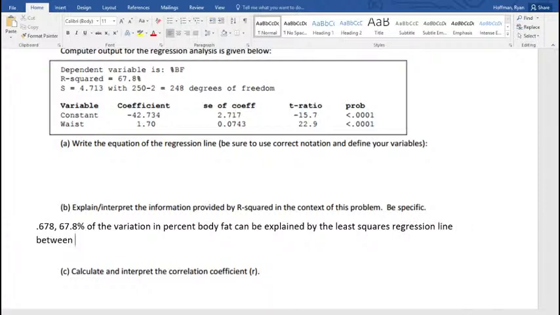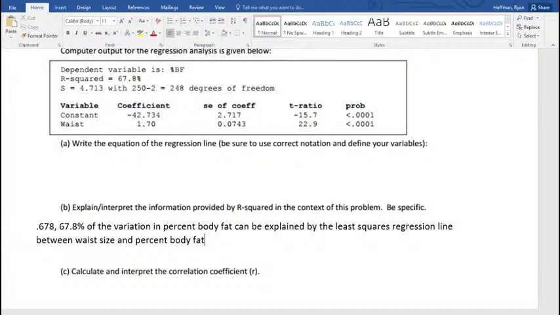between my two variables. What are my two variables? My two variables are waist size and percent body fat. So hopefully this is a phrasing that you wrote down and that you'll eventually need to memorize. So percent of the variation in whatever y is can be explained by the least squares regression line, or can be accounted for by the least squares regression line.